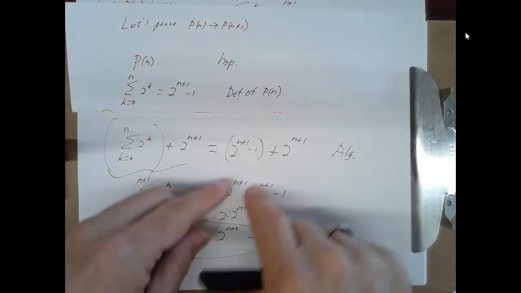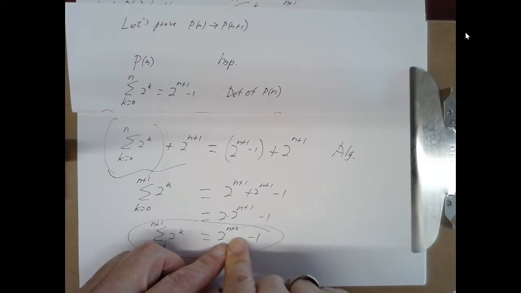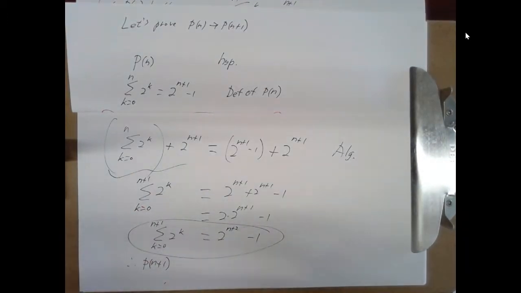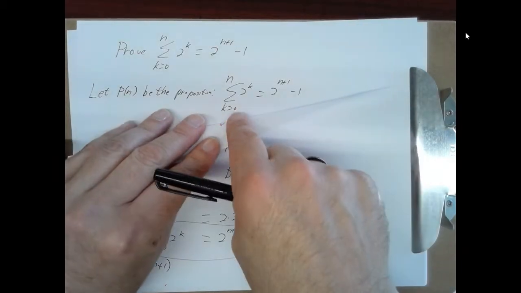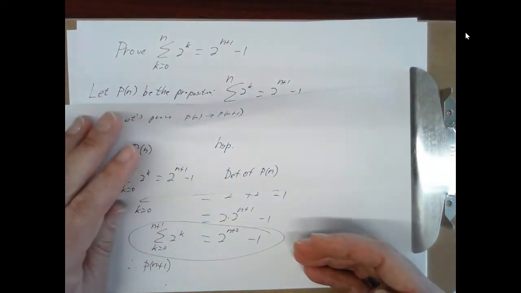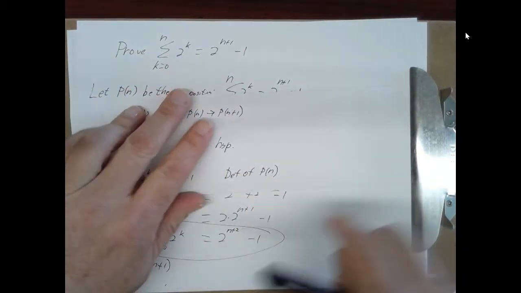Well, we can take this and we can turn this into 2 times 2 to the n plus 1. We can turn that into 2 to the n plus 2. And we can write this as the sum. And now this is the exact form of what P of n says. Right? P of n says the sum from 0 to n of 2 to the k equals 2 to the n plus 1, where n is just a placeholder. So if we use n plus 1, this should be 2 to the n plus 1 plus 1, 2 to the n plus 2. So now you've got P of n plus 1.